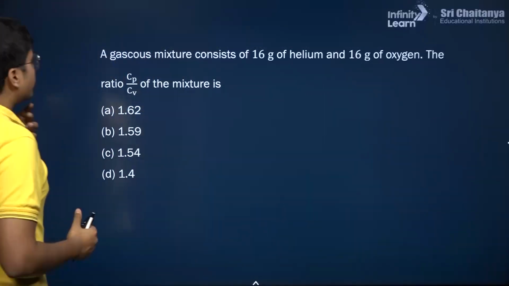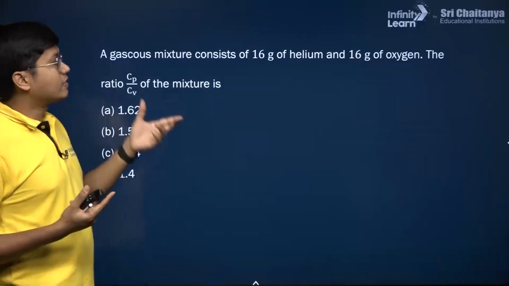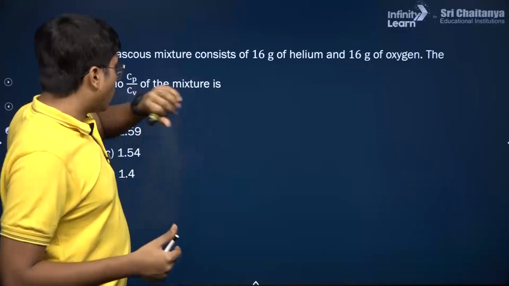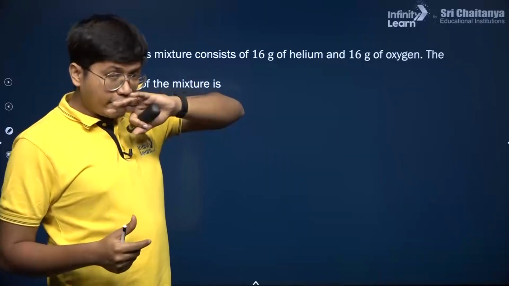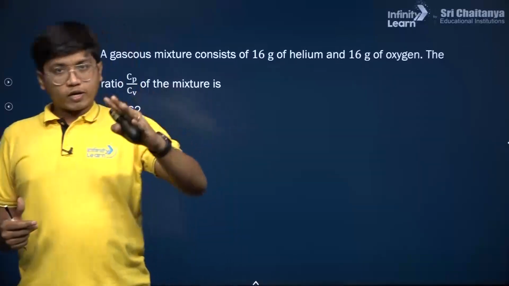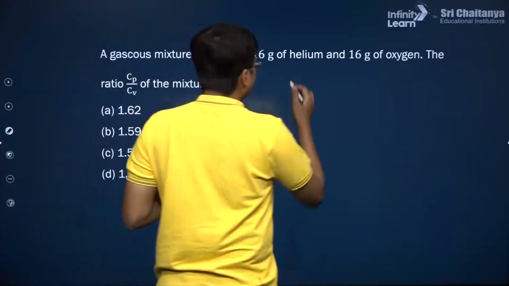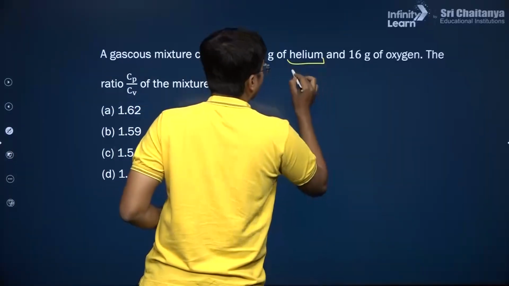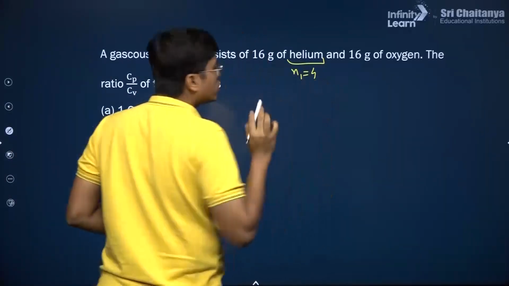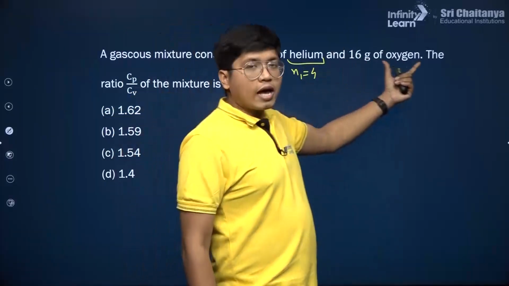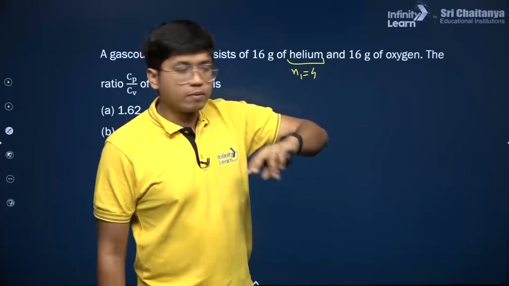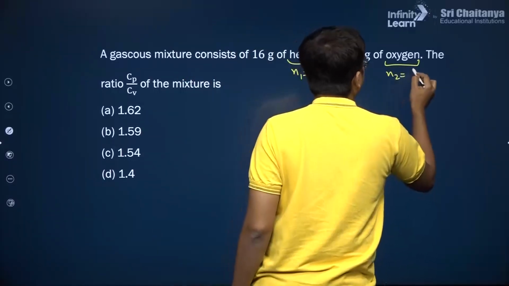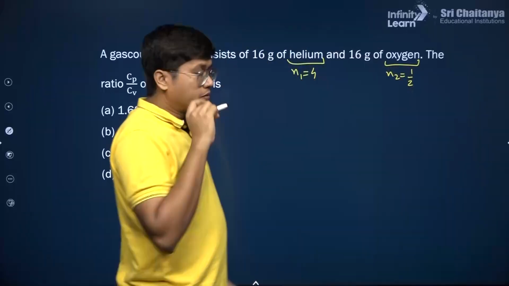It says a gaseous mixture consists of 16 gram of helium, 16 gram of oxygen. The ratio of Cp by Cv is. So first up, what does 16 gram of helium mean? Helium has a molar mass of 4 grams. That means 16 gram means there are N1 is equal to 4 moles of helium. And oxygen has a molar mass of 32 gram. So 16 gram of oxygen means the number of moles of oxygen is half. This is half mole of oxygen.